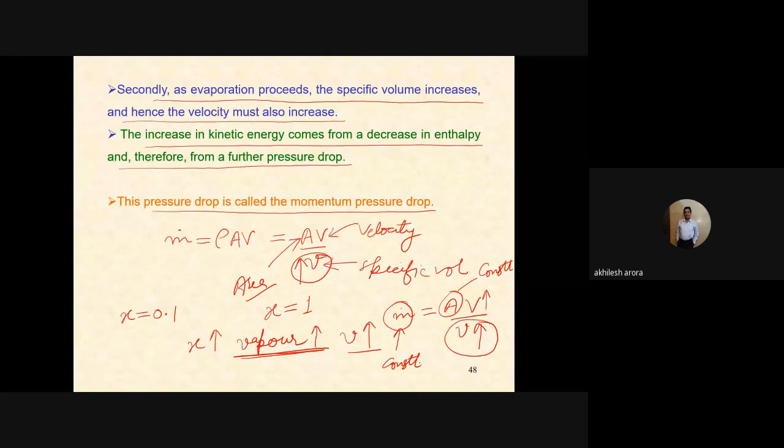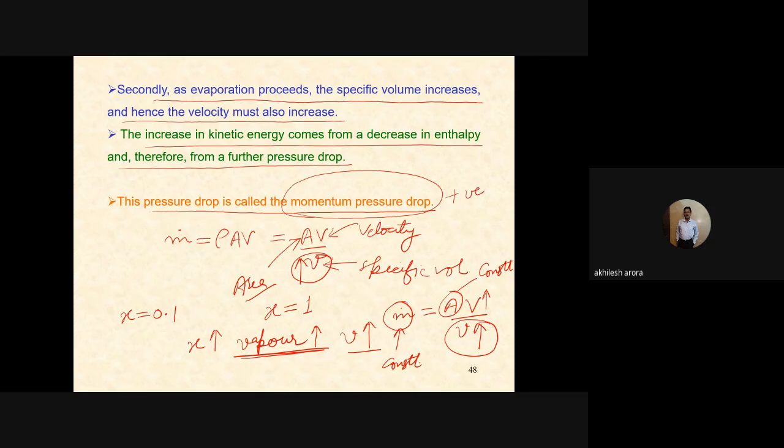Now, how will this velocity increase? You must have studied nozzles. In a nozzle, the velocity of steam may increase, but how will it increase? Only when there is a drop in pressure. When there is a drop in pressure, only then will the velocity increase. So this pressure drop, due to which the velocity increases, is known as momentum pressure drop. This momentum pressure drop is basically positive.